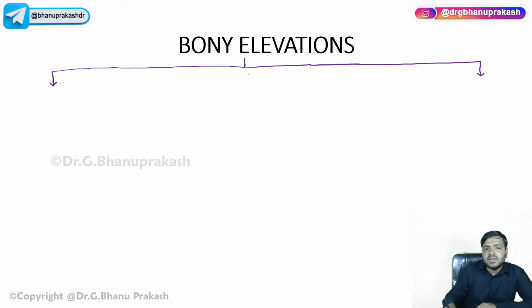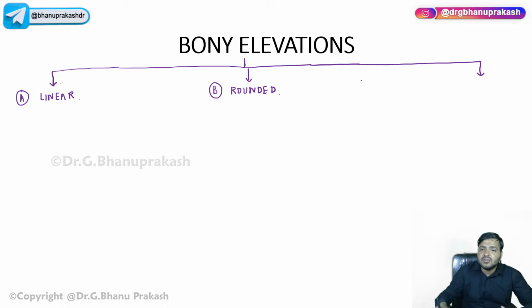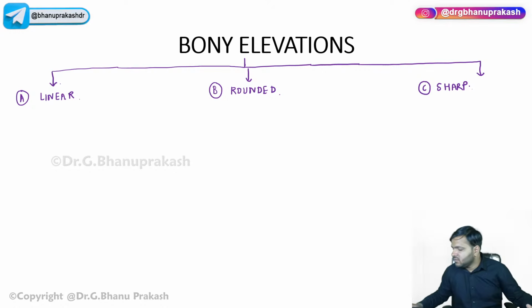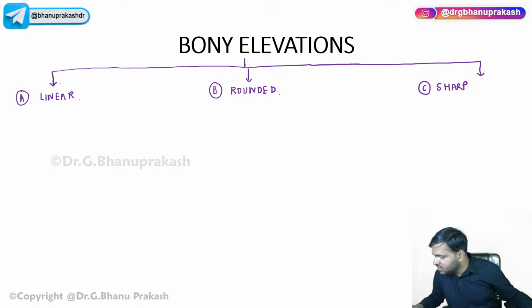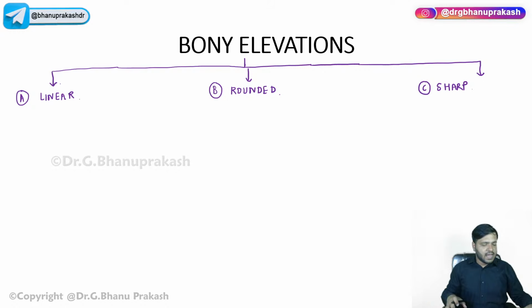Now guys, we have three types of bony elevations. Remember, the very first type is the linear bony elevation. Then we have the rounded bony elevation. And the third one is the sharp bony elevation. So we have three bony elevations: the linear, the rounded, and the sharp.